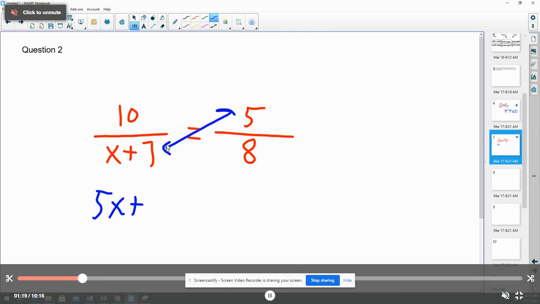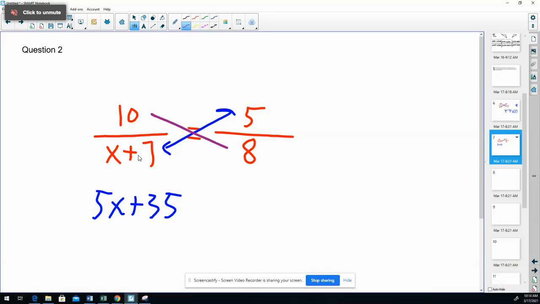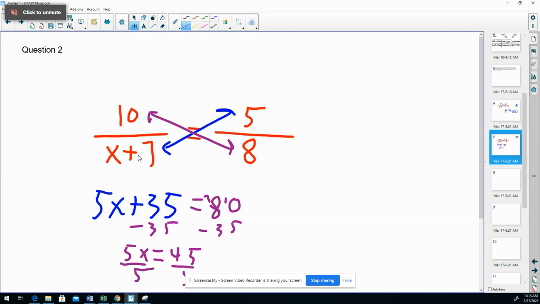Okay, so here again, now we have an x plus 7 down here, so we cross multiply. 5 times x is 5x, and 5 times 7 is 35. We have to multiply 5 by both of them. And then equals 8 times 10 is 80. Subtract 35 from both sides. And we'll get 5x equals 45. And now we divide by 5, and x equals 9.